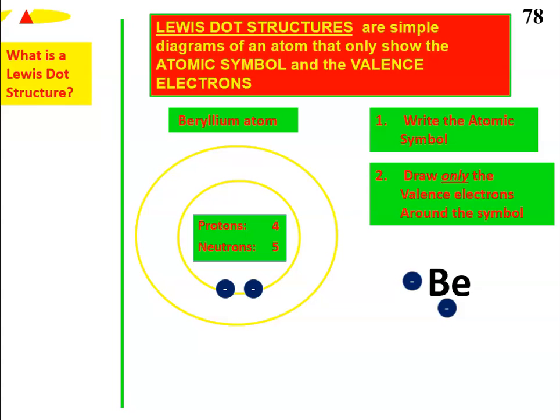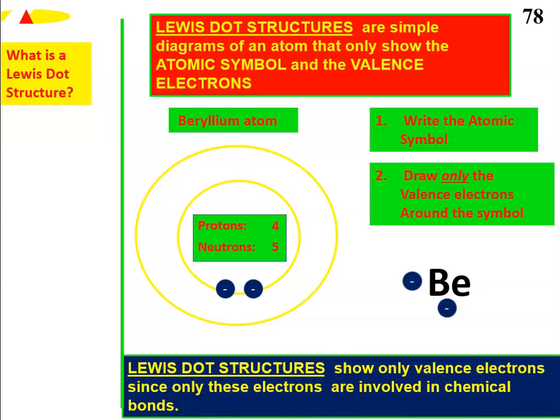You may say, so what? I mean, what's the point? You're going to find out in this class that we can do some pretty sophisticated analysis of molecules, even complicated molecules, using Lewis dot structures. So even though they look simple, they're used for doing some pretty sophisticated chemistry analysis. Lewis dot structures show only valence electrons, since only these electrons are involved in chemical bonds. Let's do a couple more.